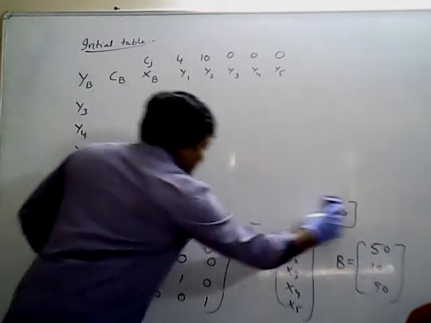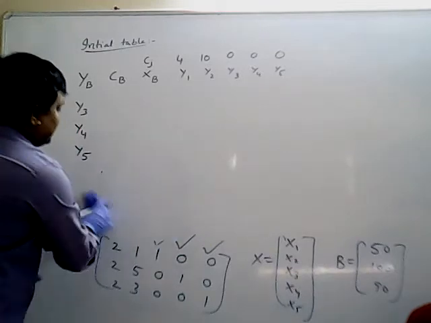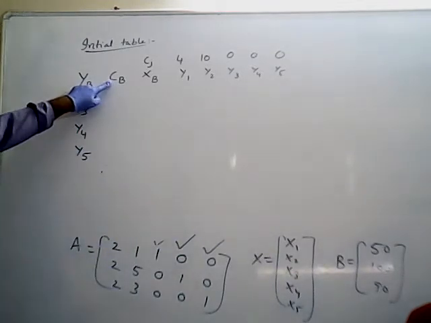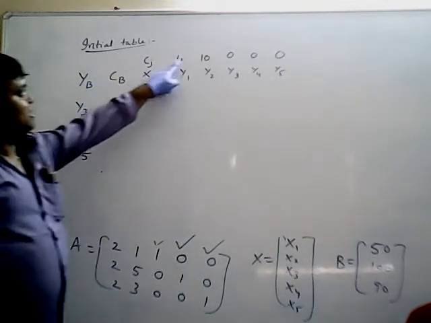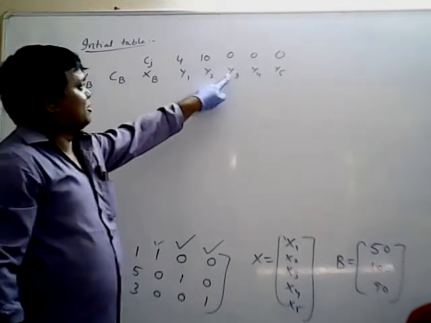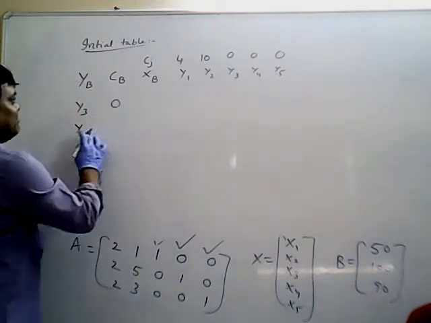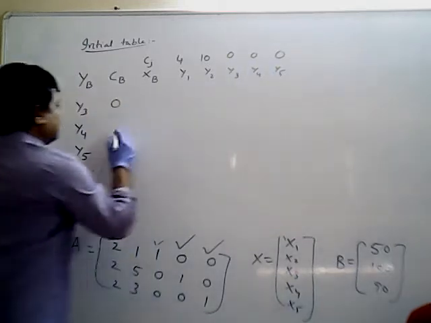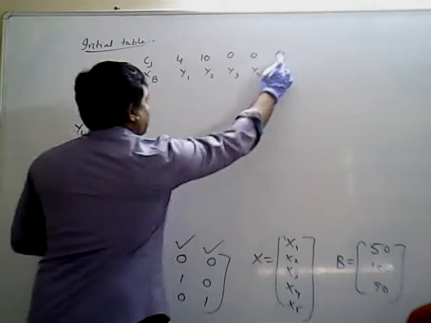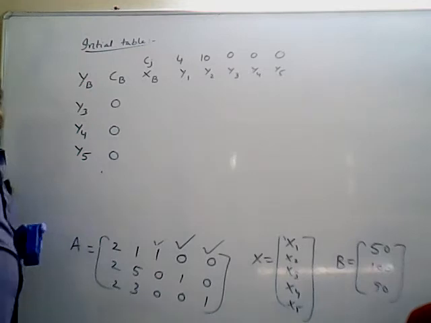Okay. So after that, now see, remaining things you can fill up. See the cost. So what is the y3 variable cost? These are the cost values. y3 variable cost is 0. y4 variable cost is 0. y5 variable cost is 0.